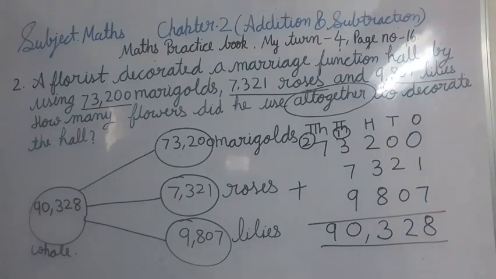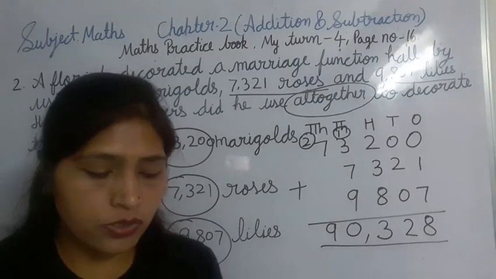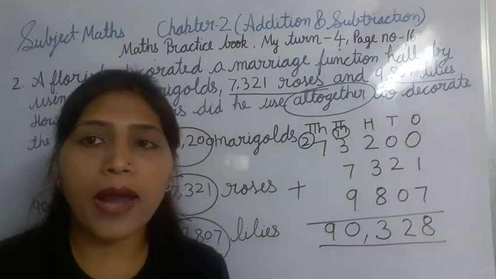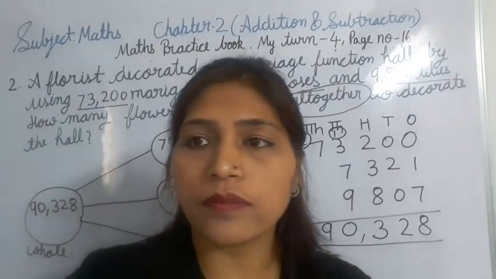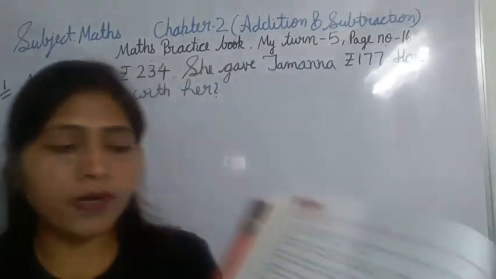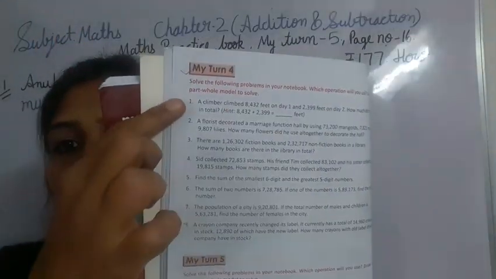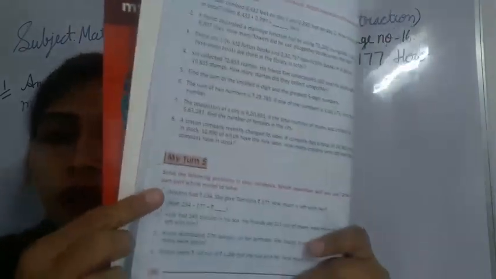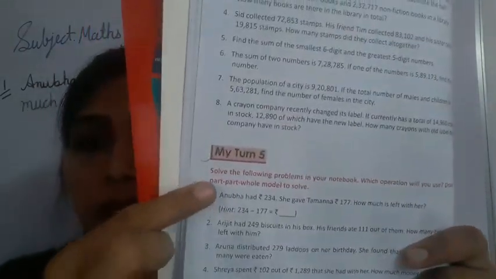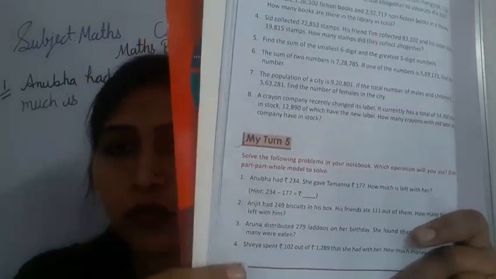90,328. Is it clear to you all? Now next I am doing from my turn 5. Question number 1 I am doing. From my turn form I have explained 2. In the same way you have to do the rest on your own.